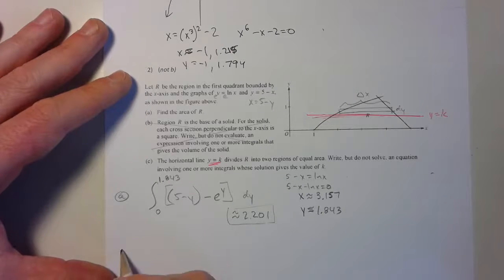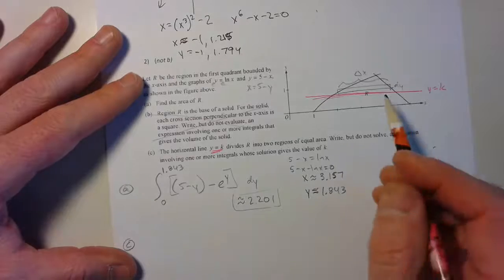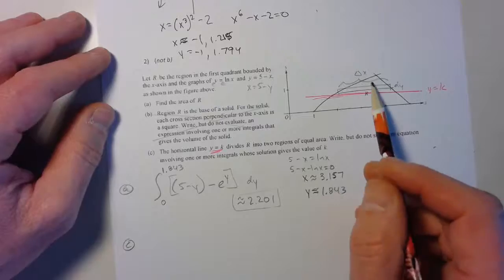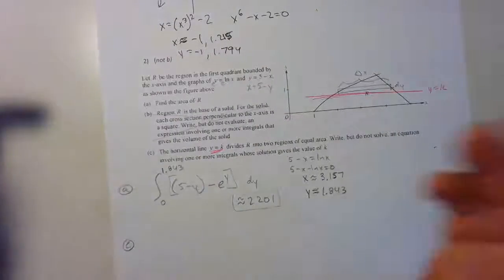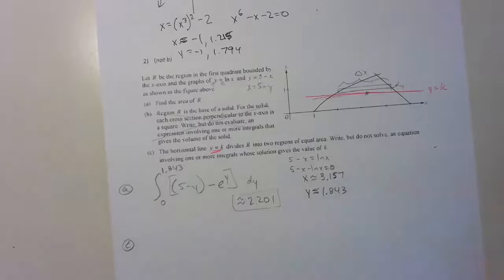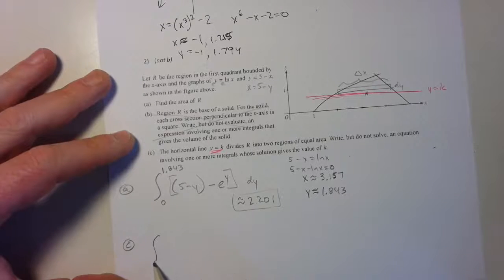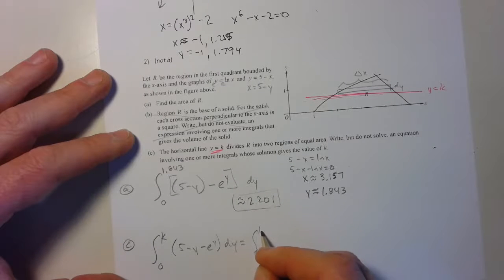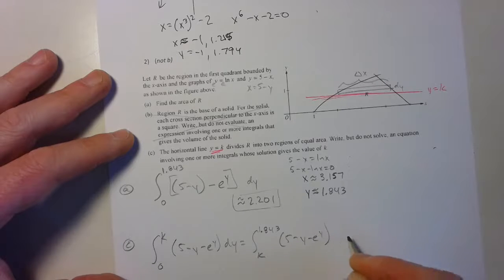Okay, so let's think about this, how we're going to set this up. Okay, so if we're looking at this, we want this region underneath to be equal to the area of the region above it. Okay, so really the way we set this up with the slices going sideways, that works perfectly here. So what do we really need? We need the integral from 0 to k of 5 minus y minus e to the y dy to equal the integral from k to 1.843 of 5 minus y minus e to the y dy.